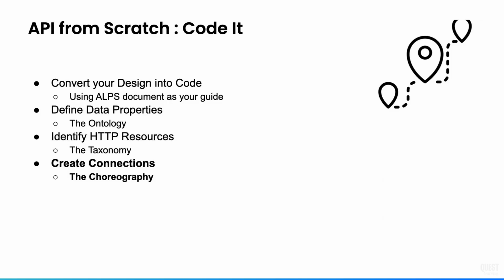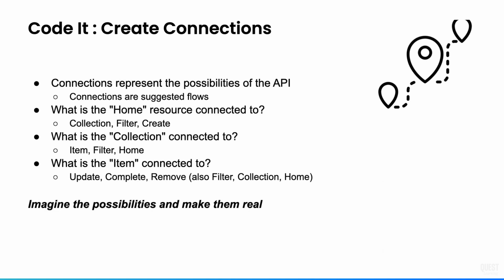All right, so we've exposed the data properties, we've listed the resources for this API. Now we need to make connections. We need to connect resources together with various actions. This is what we refer to as the choreography. Connections represent the possibilities of the API. They suggest flows. I can go from step 1 to step 2 to step 3. They're not necessarily the requirements, but they're possibilities.